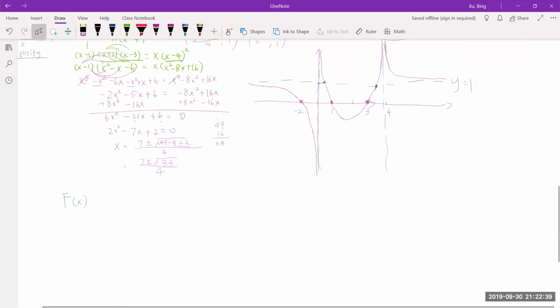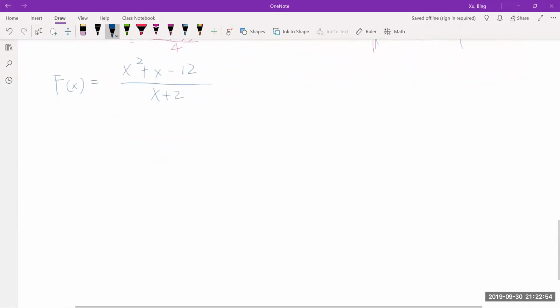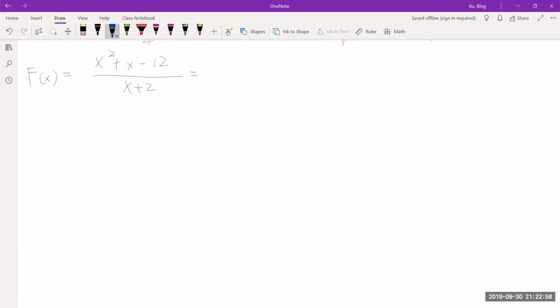So last problem, last example. x squared plus x minus 12 over x plus 2. First of all, let's factor the top and factor the bottom. To factor the top, what should we get? x plus 4, x minus 3. Very good.